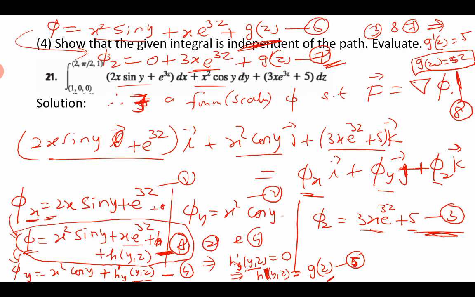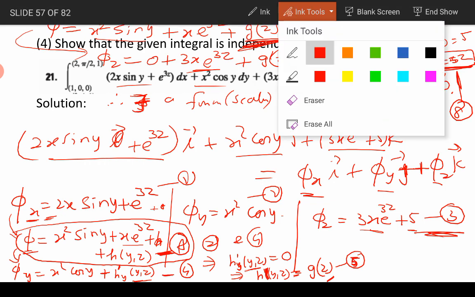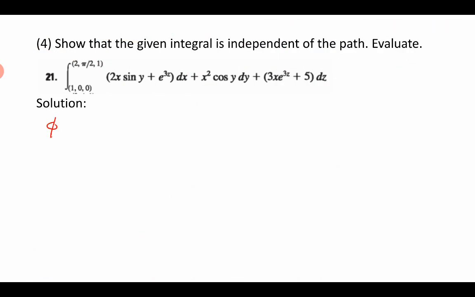Use the 5z from equation number 8 in equation number 6. That will get you the final value of phi. Now I am writing the final value of phi, isn't it? I am writing g of z equal to 5z in equation number 6. So what is finally phi? X squared sin y plus x e raised to 3z plus 5z. That is it.